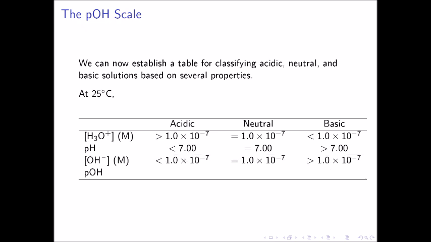From the previous lecture, we saw that the hydroxide ion concentration for an acidic solution is less than 1 times 10 to the negative 7 molar. For a neutral solution, it is equal to 1 times 10 to the negative 7 molar. And for a basic solution, the hydroxide ion concentration is greater than 1 times 10 to the negative 7 molar. And finally, for pOH, the acidic solution has a pOH greater than 7, the neutral solution has a pOH equal to 7, and the basic solution has a pOH less than 7.